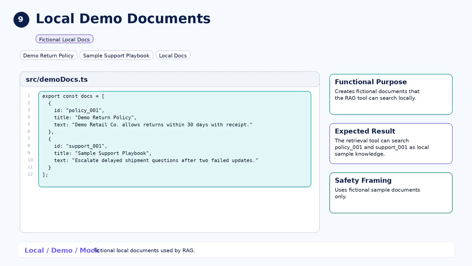With TypeScript Output in mind, the next piece is local demo documents. The RAG tool needs a knowledge source. We start with 2 fictional local documents. One document is a demo return policy. The other is a sample support playbook. Each document has an ID, title, and text field. This is enough to teach retrieval without using private files. Later, the same pattern can point to approved sources.